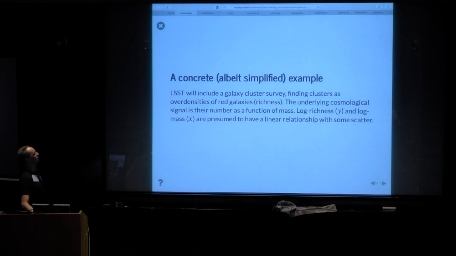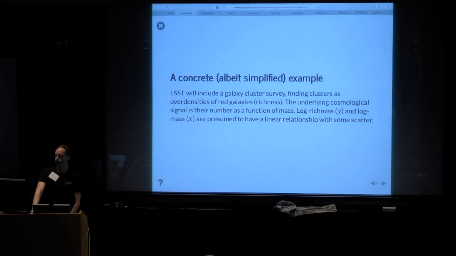But okay, so here's the situation. LSST will do a galaxy cluster survey. I'm sticking with what I know. So it finds clusters. Doesn't really matter how it finds clusters. We'll find them as places where there are lots of red galaxies, but it could be the sum of red light in an aperture as you scan along or anything like that.